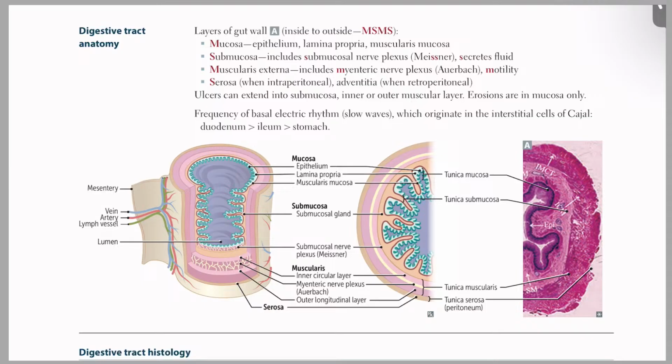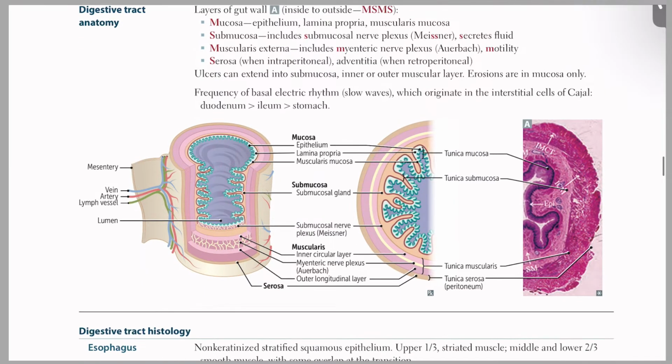Serosa when intraperitoneal, adventitia when retroperitoneal. Ulcers can extend into the submucosa, inner or outer muscular layer. Erosions are in mucosa only. Frequency of basal electrical rhythm shows slow waves, which originate in the interstitial cells of Cajal. Duodenum, ileum, stomach.